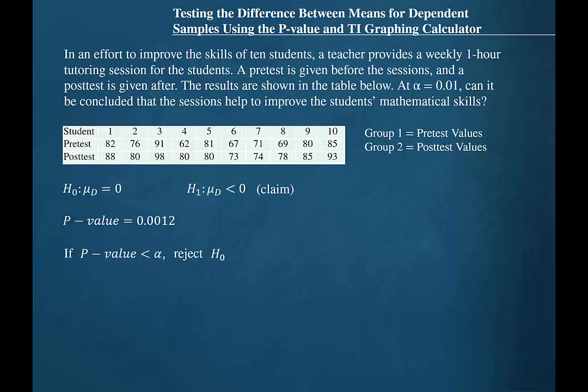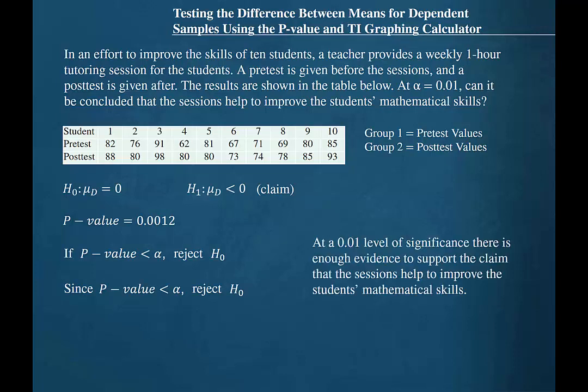0.0012. Recall that if the p-value is less than alpha, we should reject the null hypothesis. In this case, alpha is 0.01. Since the p-value is less than alpha, we should reject the null hypothesis. Our conclusion, then, should be at a 0.01 level of significance, there is enough evidence to support the claim that the sessions help to improve the student's mathematical skills.